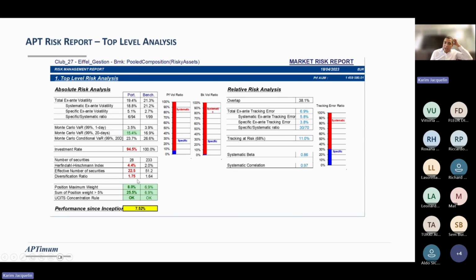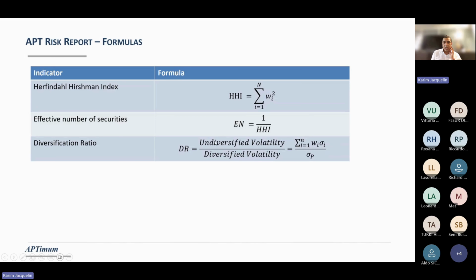Next indicator, the diversification ratio. So the diversification ratio is this indicator. It's computed as the weighted sum of the individual volatilities of the instruments in your portfolio divided by the portfolio volatility.